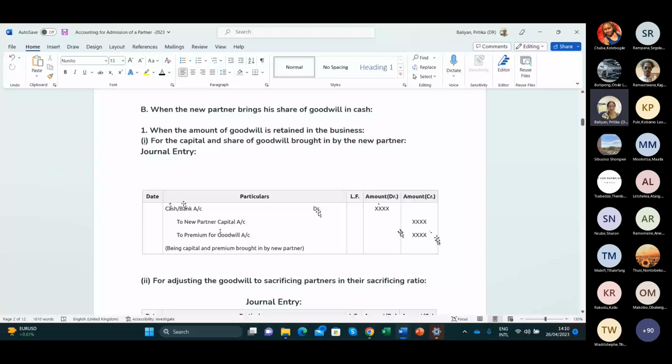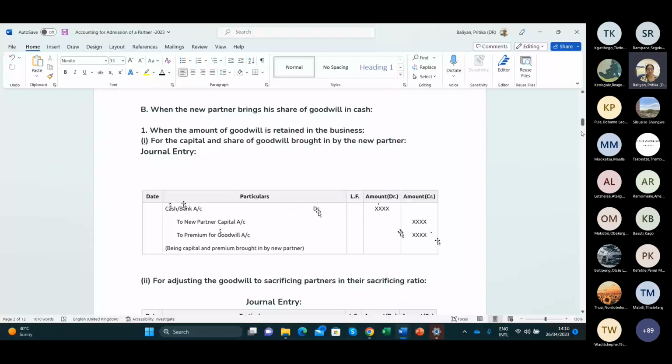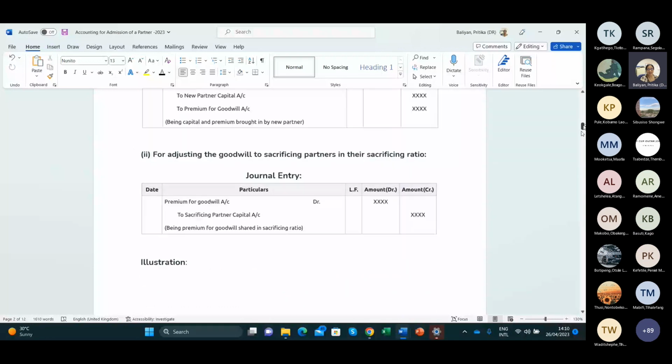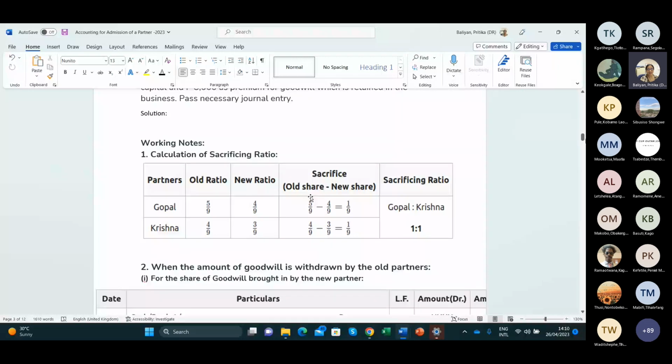So we make the entry, then goodwill has been recorded, then this goodwill is also shared with the old partners when it comes into the business. The goodwill is adjusted or shared with the old partners according to their sacrificing ratios. From the goodwill, how much is received by the old partners, because that portion will go to the new partner. So for that, you need to calculate how much the old partners have sacrificed when the new partner joined.